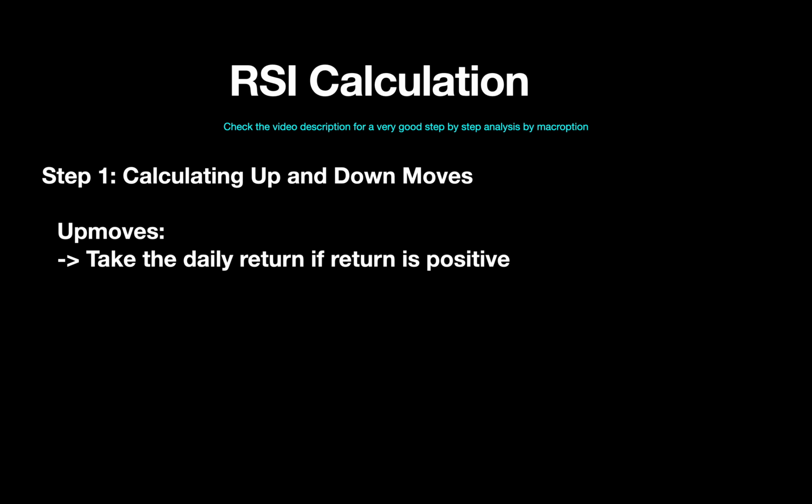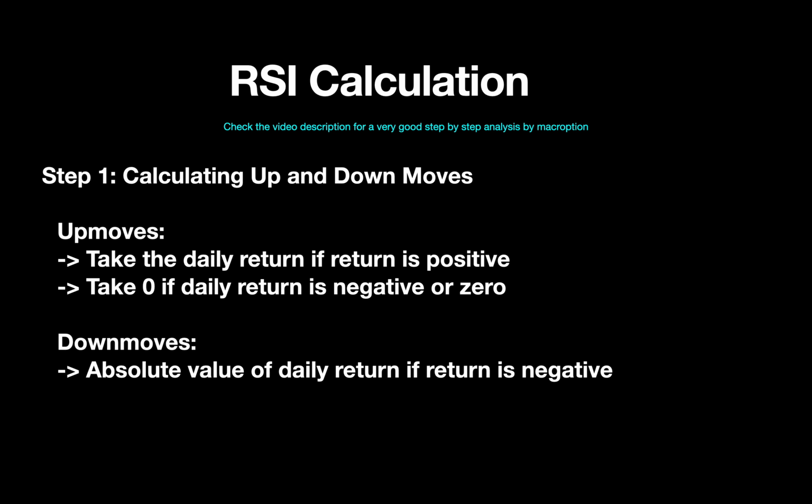So let's take a look at the RSI calculation. So how do we calculate RSI? The first step is to calculate up and down moves. That is, an up move is taking the daily return if this return is positive, and take 0 if the daily return is negative or 0. A down move is taking the absolute value of the daily return if this return is negative, and take 0 if the return is positive or 0.